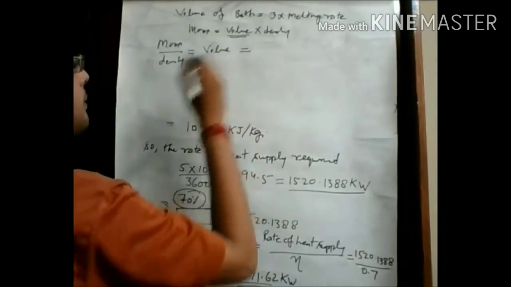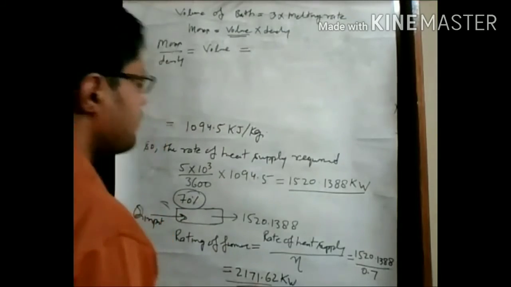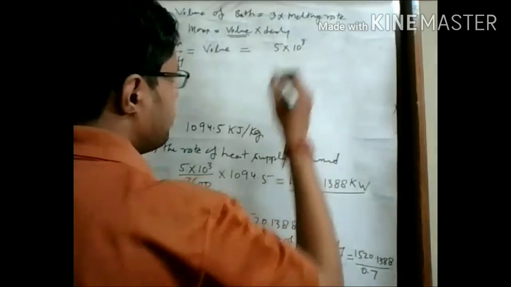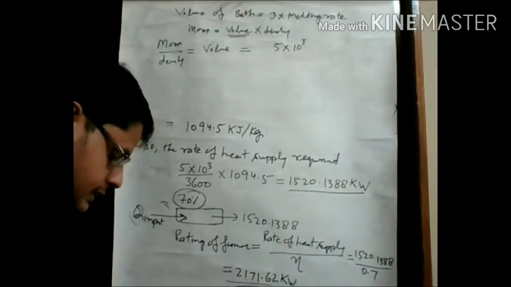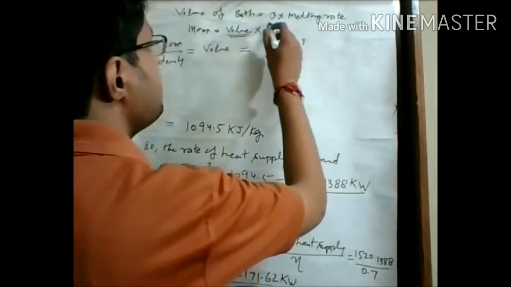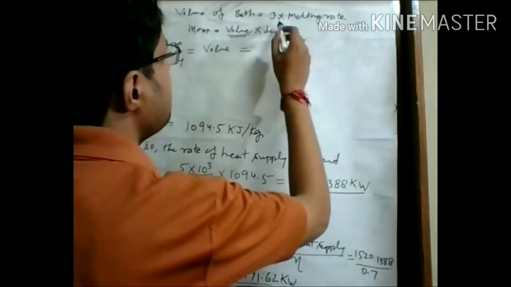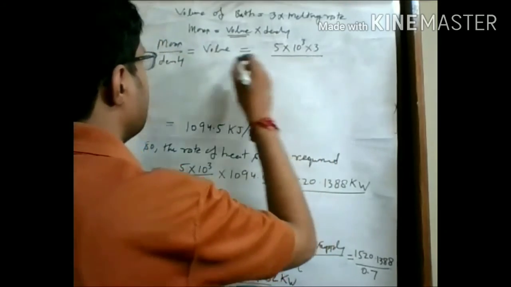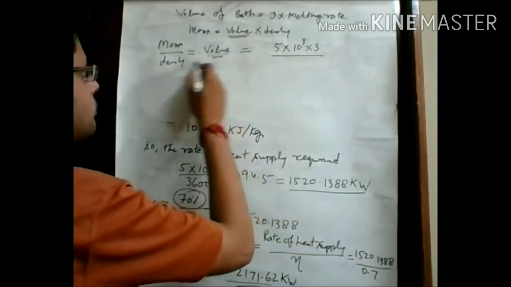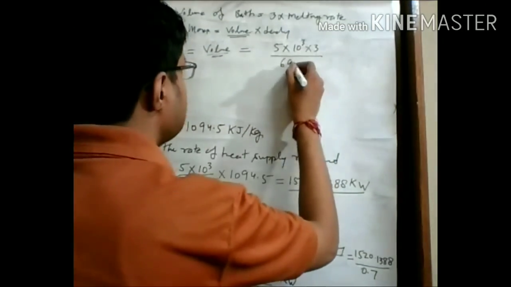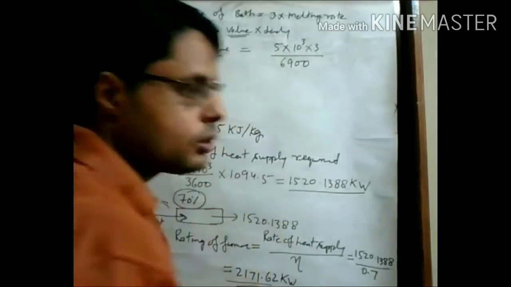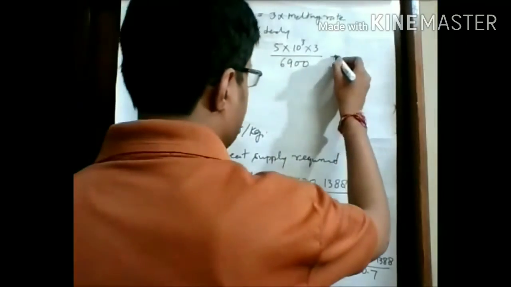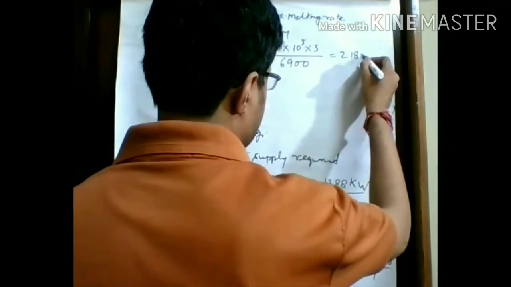The same thing is happening in this case. Here the mass is given as 5 into 10 to the power 3. And since the volume of the bath is equal to 3 times the melting rate, we have to multiply by 3. But we are interested in calculating this volume, so we have to divide by the density term, 6900. We get the final value, which is equal to 2.18 meter cube.